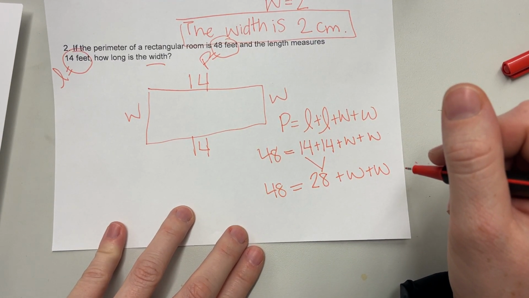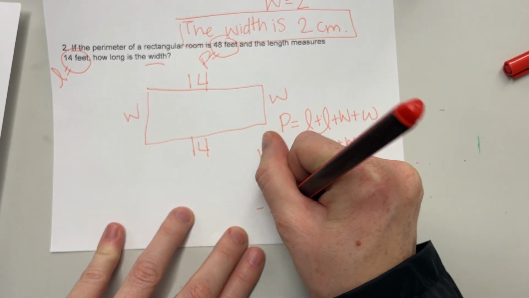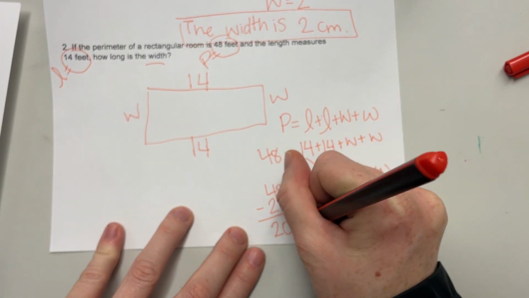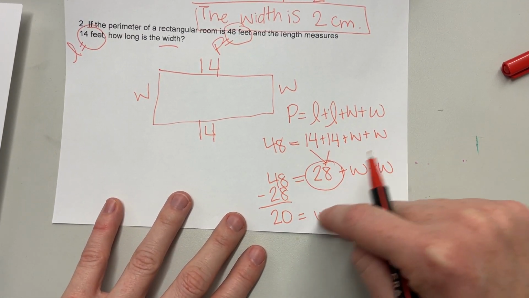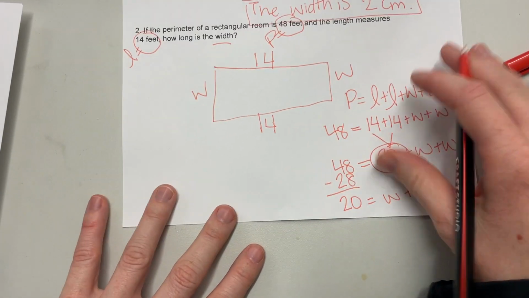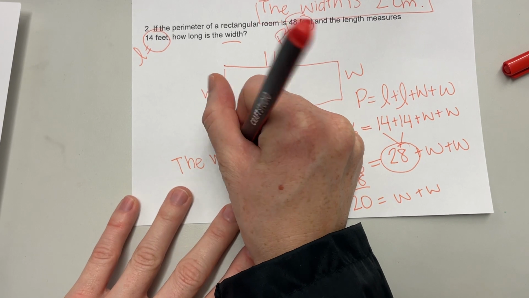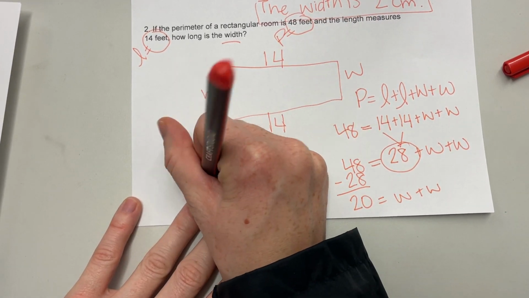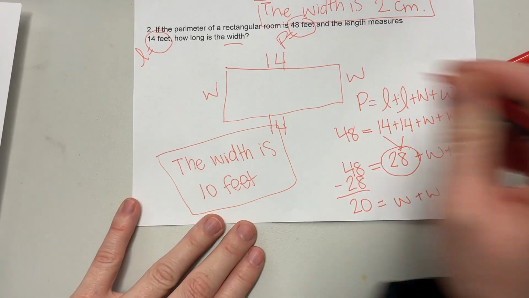Next step says that I need to subtract. So I subtract this number from 48. And I get 20 equals W plus W. And then I need to divide that by 2 or find what two numbers I can add together to get to 20. 10. So the width is 10 feet. And that is my answer.